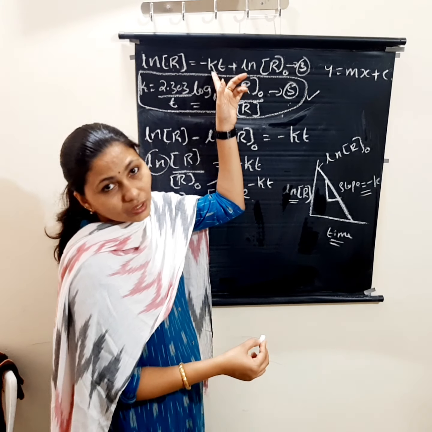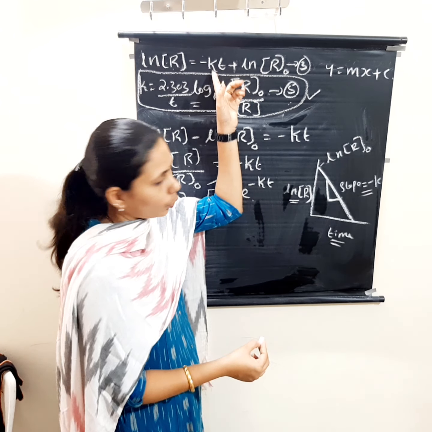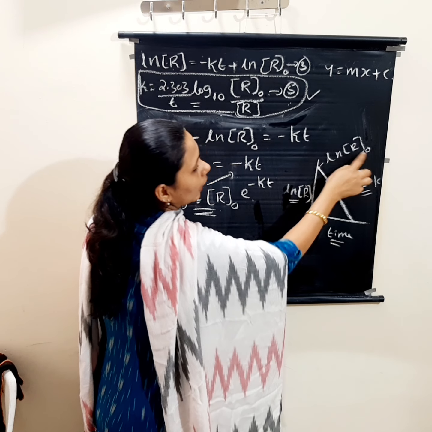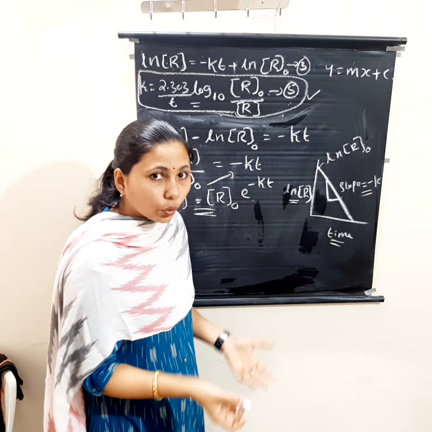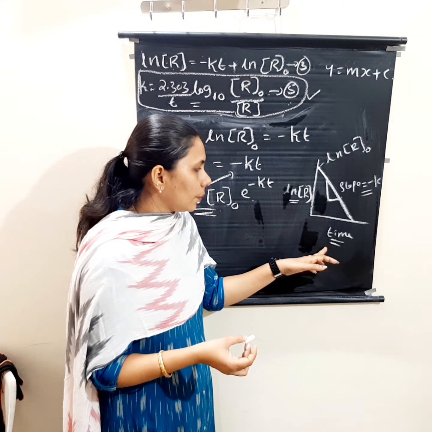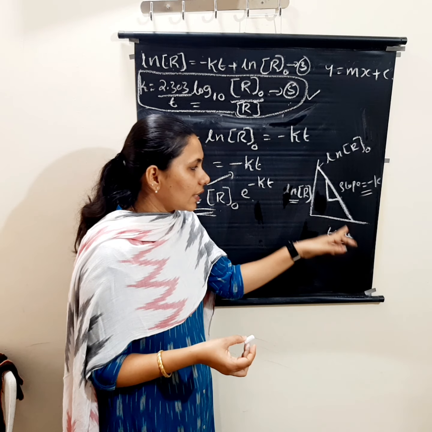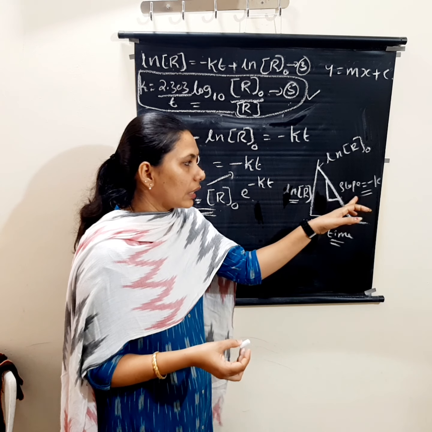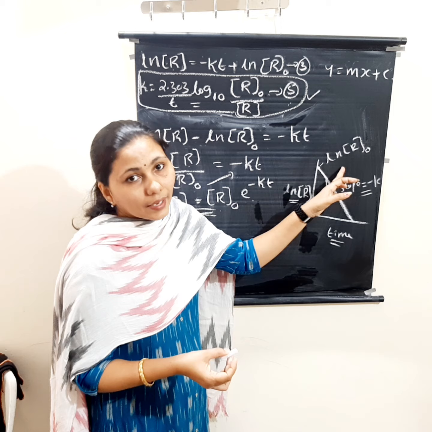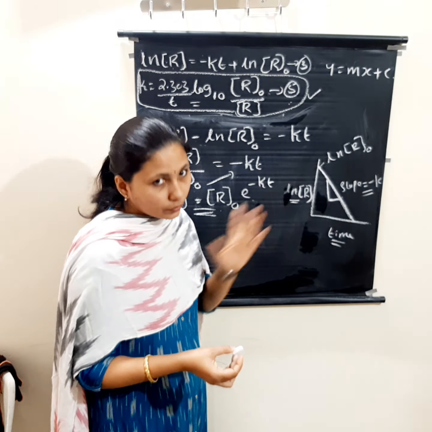Minus k means the velocity constant or rate constant, and from the y-intercept we will get which value? ln R0. If they are asking to draw the graph, you have to draw ln concentration of R against time. It is a straight line. The slope of this line gives minus k, and the y-intercept gives ln R0. This is one graph.